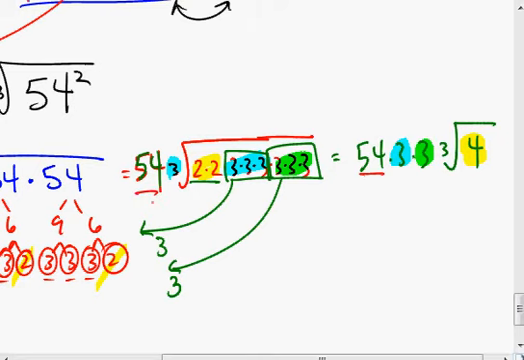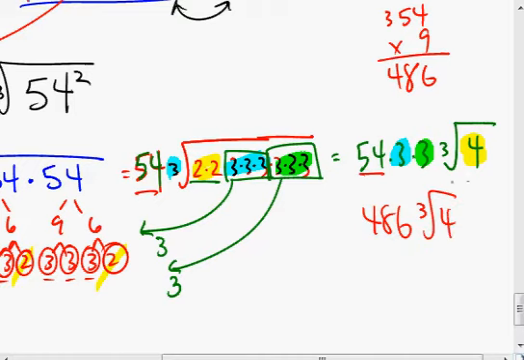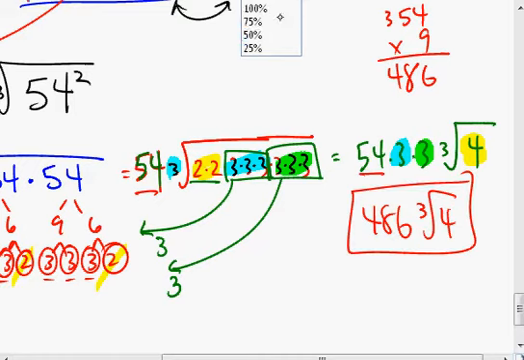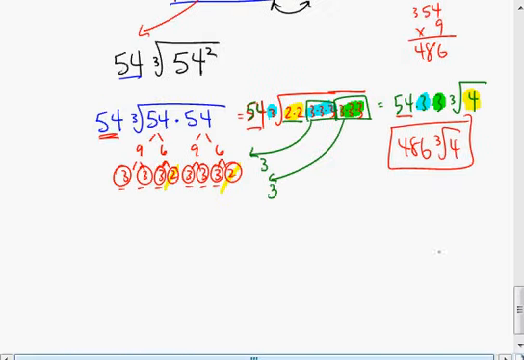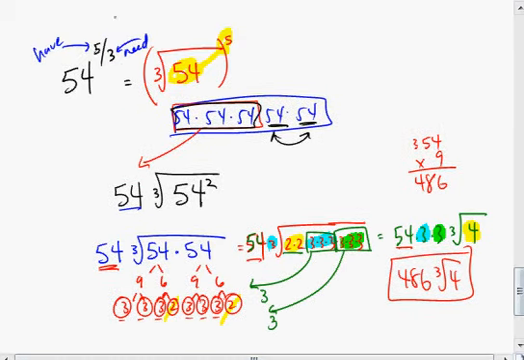So we removed all the triples, or 3 of a kind. Now I just multiply these on the outside. 54, probably do 54 times 9, like this. 486 cubed root of 4. That's the simplified version of this. So this would be considered the final simplified answer.